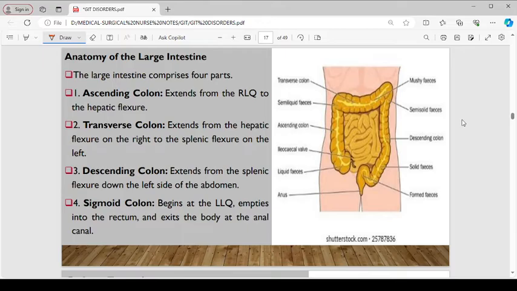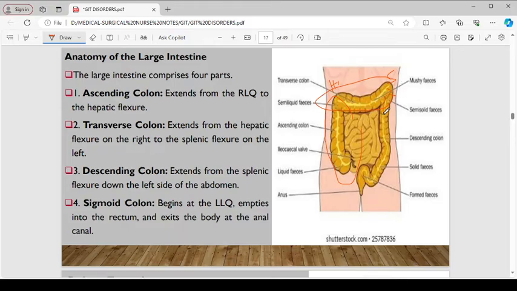So the anatomy of the large intestines comprises four sections. We have the ascending colon, which extends from the right lower quadrant to the hepatic flexure. The hepatic flexure is here. And then we have the transverse colon. The transverse colon extends from the hepatic flexure on the right to the splenic flexure on the left.